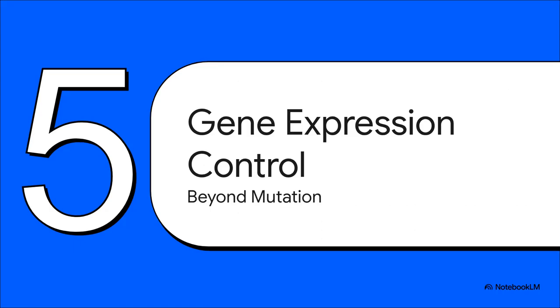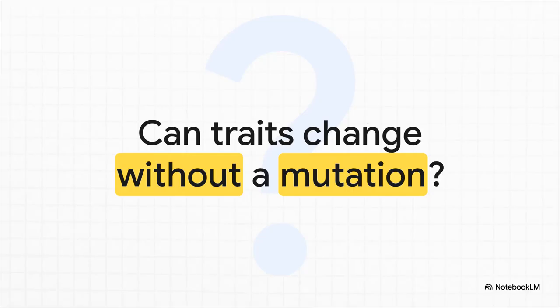All right, for our last section, we're going to get into an idea that is just as powerful as mutation, maybe even more so. We're talking about the ability for life to change its traits without changing the DNA sequence one single bit. So, think about that for a second. Is it actually possible to get totally different results, different traits, from the exact same set of genetic instructions? The answer is 1000% yes, and it all happens through something called gene expression.